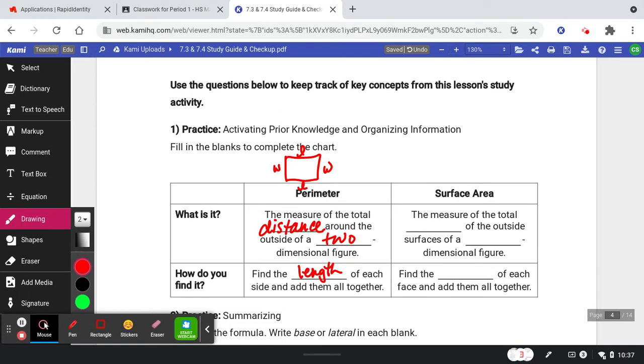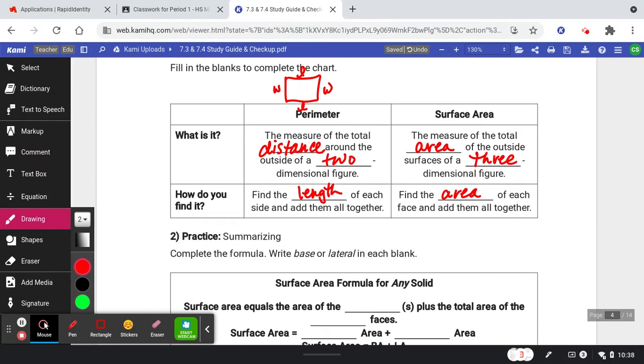We're going to find the measure of the area of the outside surfaces instead of the distance around, the measure of the area of a three-dimensional figure. And then once we find the area of each face, we just add them all together. So here, find the length of each side, add them all together. Here, find the area of each face and add them all together.